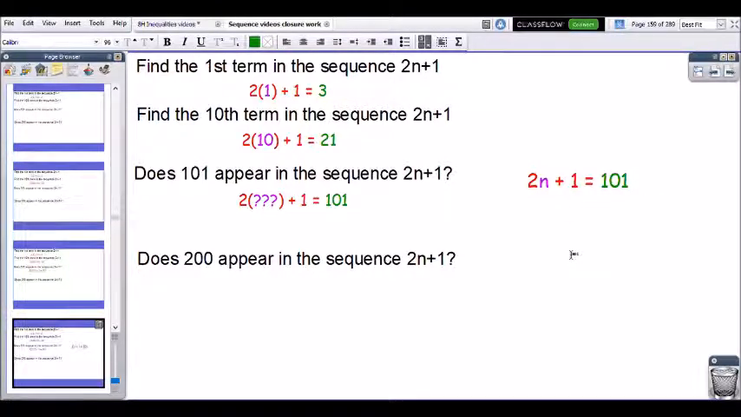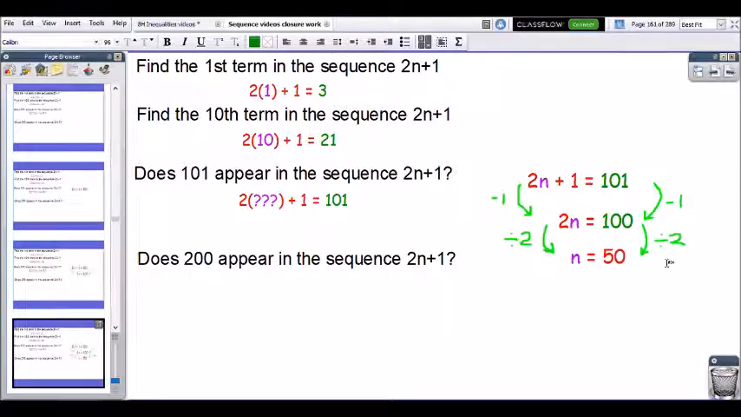I just want n on its own, but at the moment I've got 2n plus 1. That plus 1 doesn't need to be there, so I'm going to do the opposite to adding 1, which is subtracting 1. Subtracting 1 from both sides of my equation gives me 2n equals 100. To get from 2n to n, I'm going to divide both sides of my equation by 2, which tells me that n equals 50. But what does that actually mean? Well, n equals 50 tells me that 2 lots of 50 plus 1 equals 101.